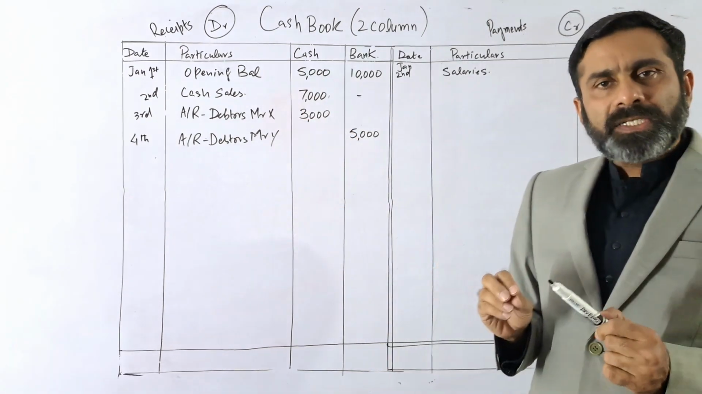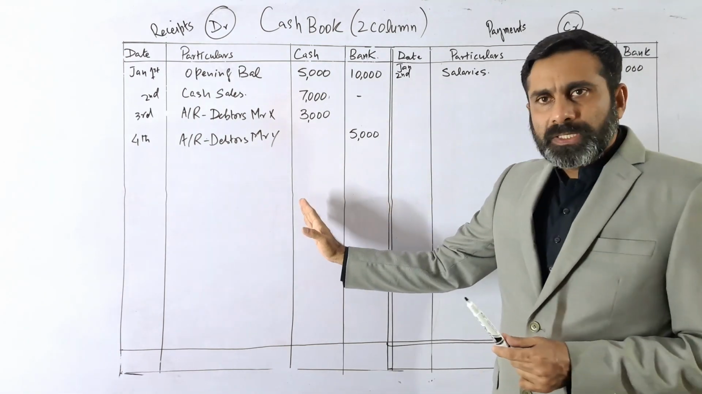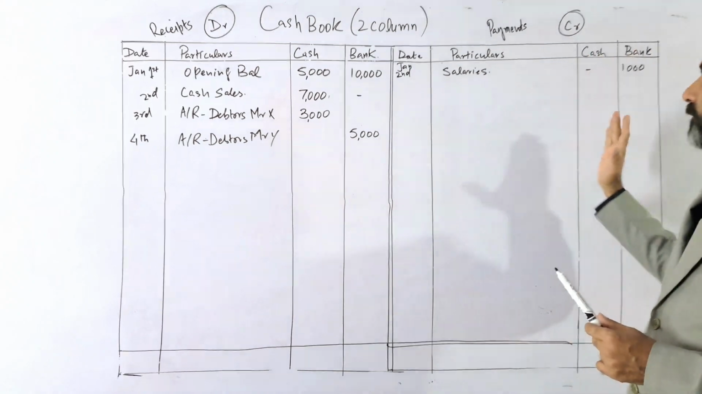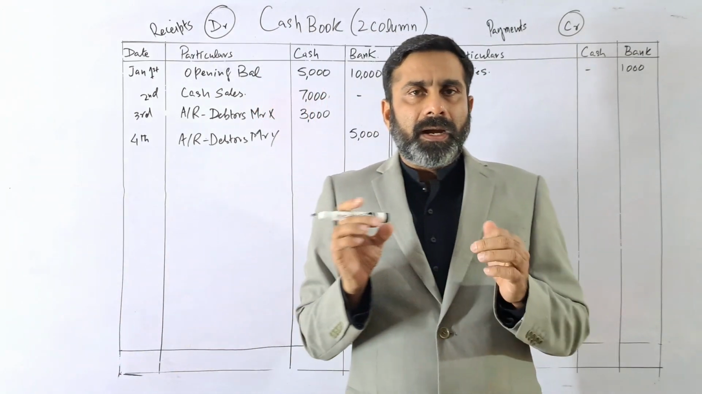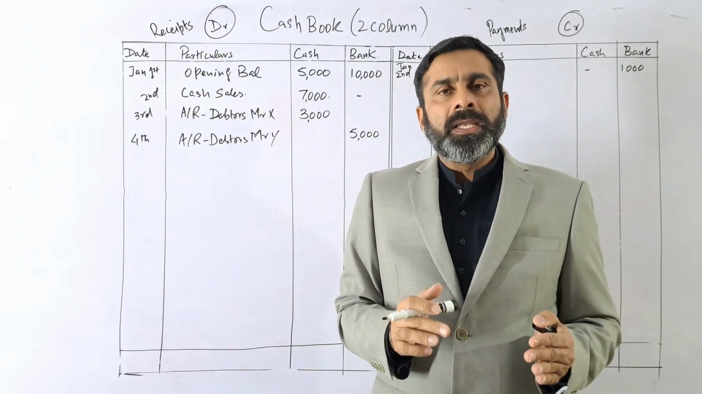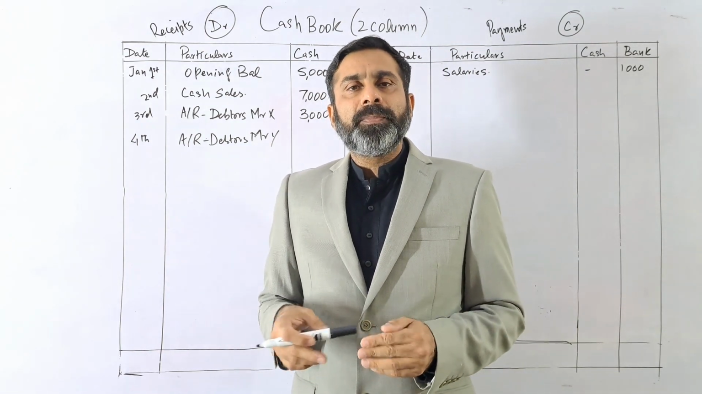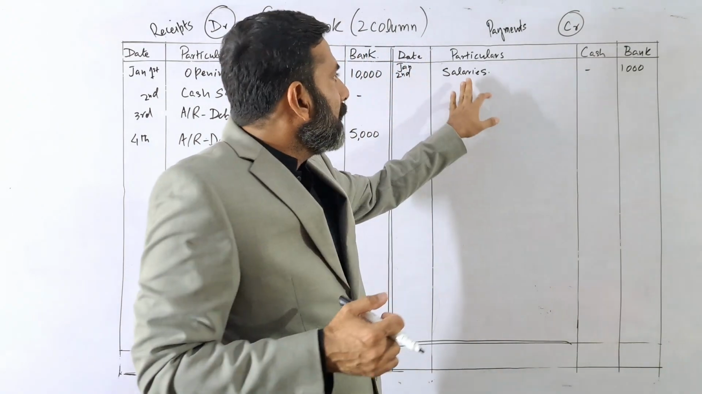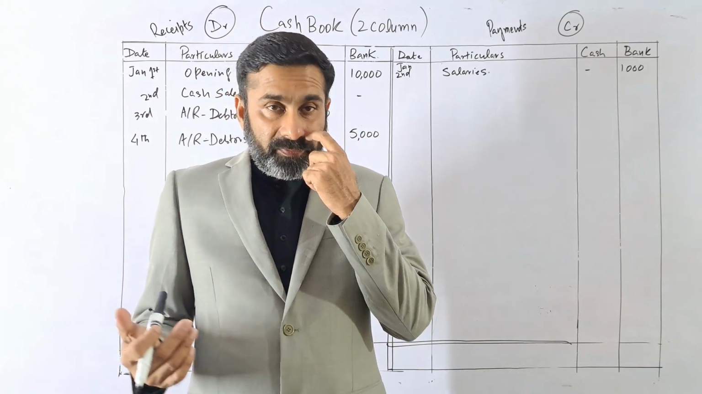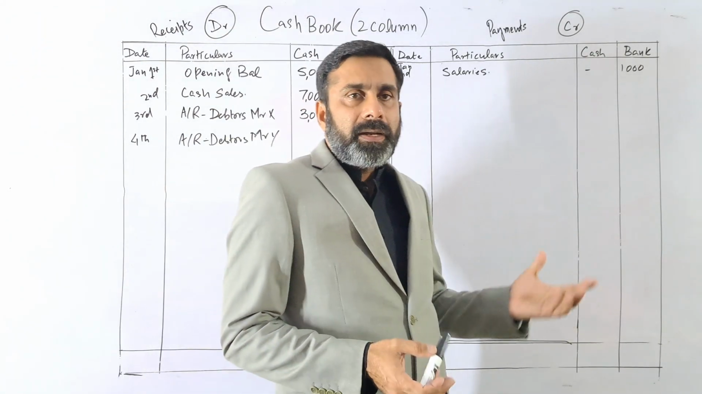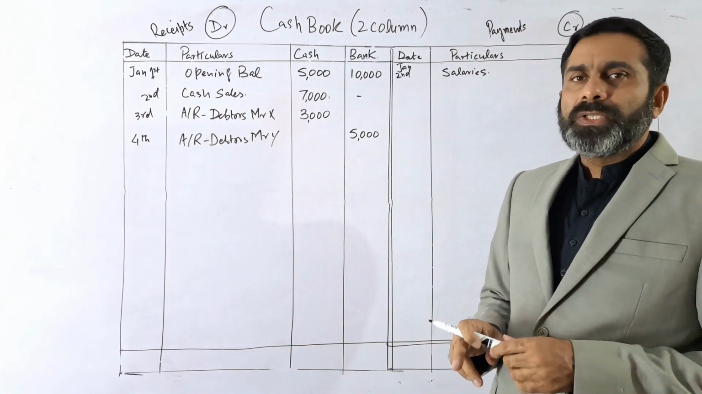And when we deposit the customer's check into the bank, it means we are depositing the money into the bank, so the cash in hand account will reduce and the cash at bank will increase. In the same way, there is a possibility that you are paying through a check. For example, you have paid salaries of 1,000, so you have given them a check. So customers may give you checks, or you may pay through a check.